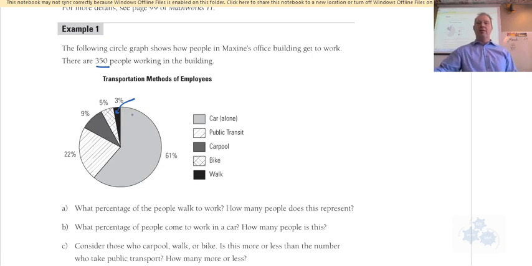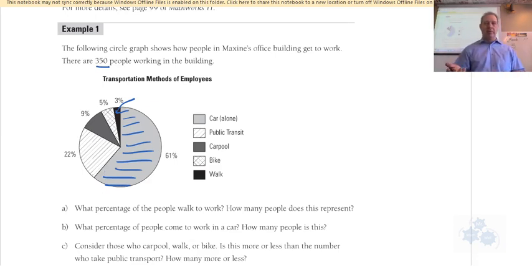If we have exactly half of the circle, that would be 50%. This part right here is a little bit more than half, and it's actually 61% of the entire area of the circle. All right, so let's answer a few simple questions. What percentage of people walk to work? We just identified that, didn't we? That's the black one. So the percentage is 3%.